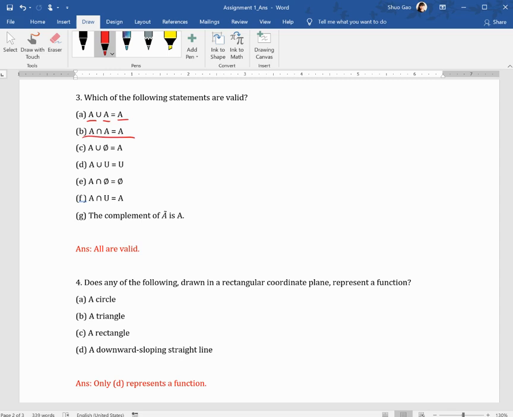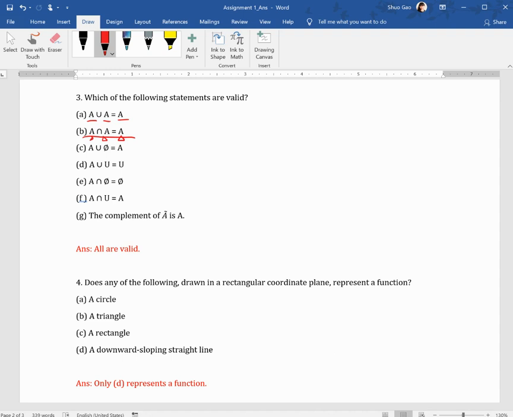Right. And also the same thing, A intersects A is still equal to A because the elements are the same, right? Intersection means we need to find the common elements in both sets, right? And this is our intersection set. And for the set A, because all the elements are the same, even if we take the intersection, the remaining set is still set A. So A and B are valid.